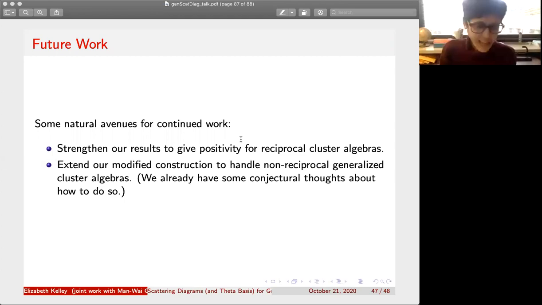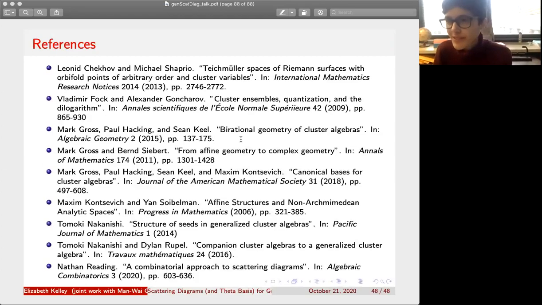So I think that is all that I want to say. Let me show you some references. I know that was a lot of information to take in, but I'm happy to answer any questions or to direct people to things to read if you want something a little bit more sedate.